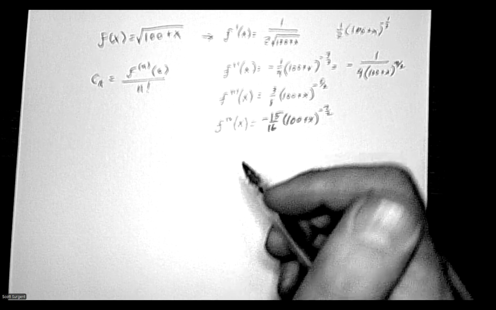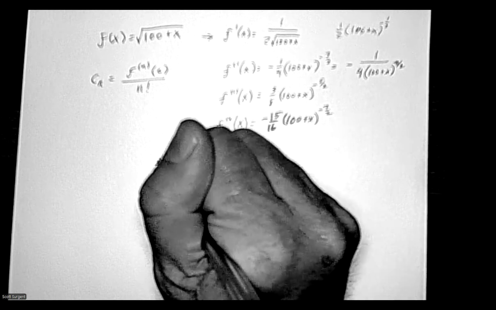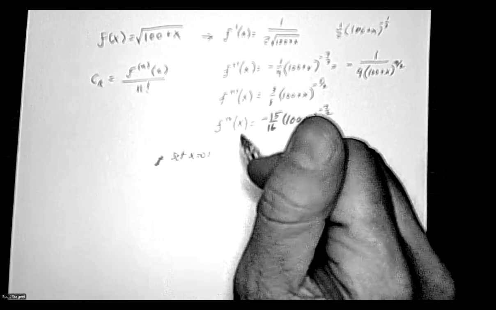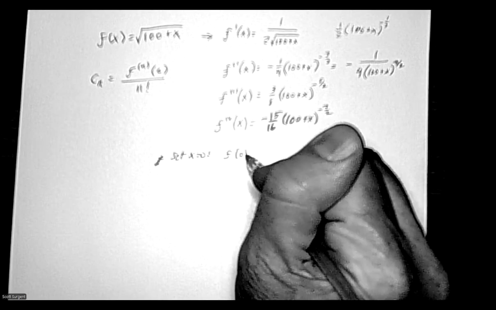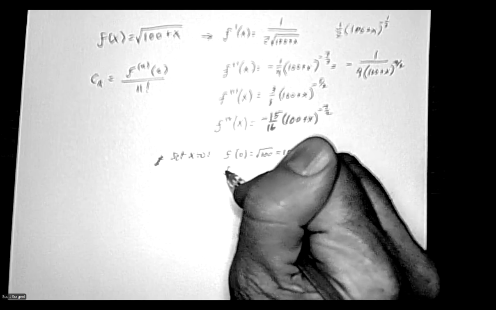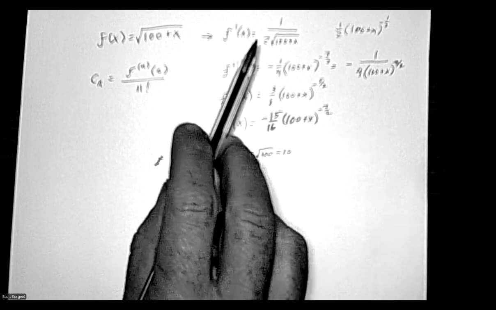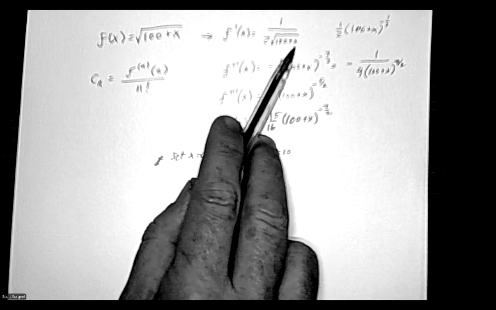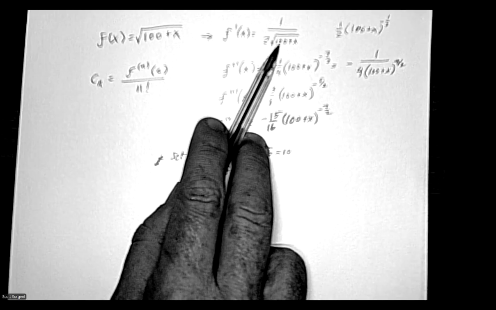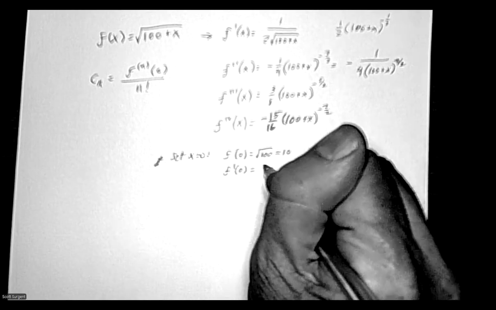All righty. So now I plug in 0. The original function just gives me square root of 100, which is 10. The first derivative at 0 is going to be 1 over 2. So it looks like we're going to get square root of 100 each time. So that's 10. So I actually have 1 over 20.